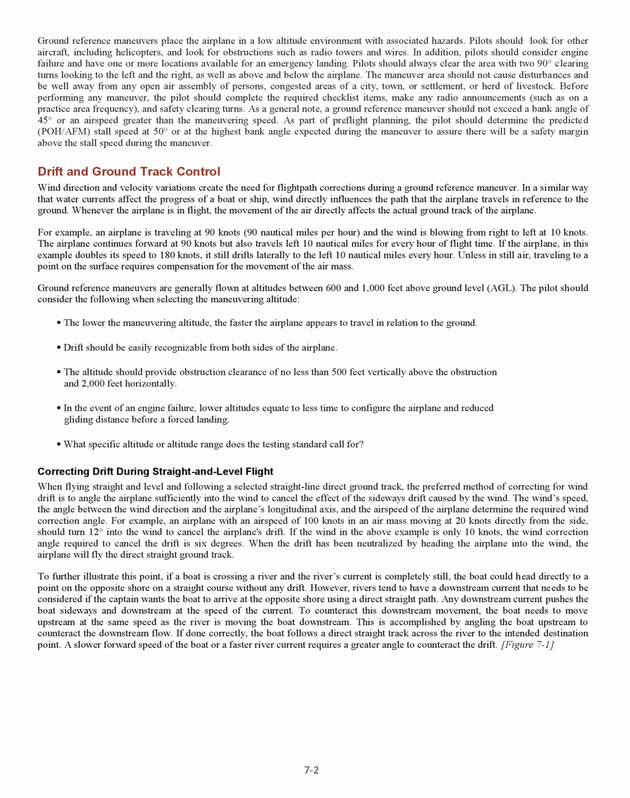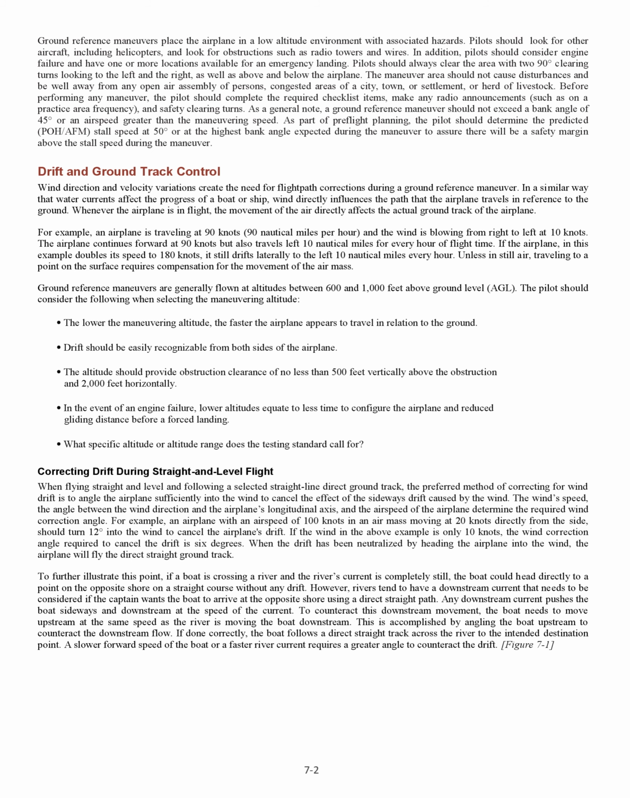For example, an airplane is traveling at 90 knots, 90 nautical miles per hour, and the wind is blowing from right to left at 10 knots. The airplane continues forward at 90 knots but also travels left 10 nautical miles for every hour of flight time. If the airplane, in this example, doubles its speed to 180 knots, it still drifts laterally to the left 10 nautical miles every hour. Unless in still air, traveling to a point on the surface requires compensation for the movement of the air mass.